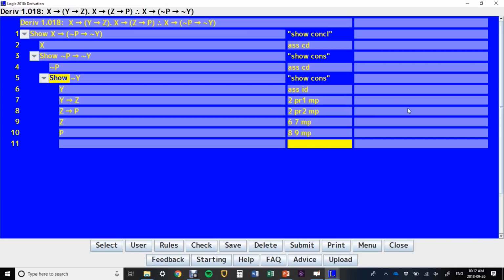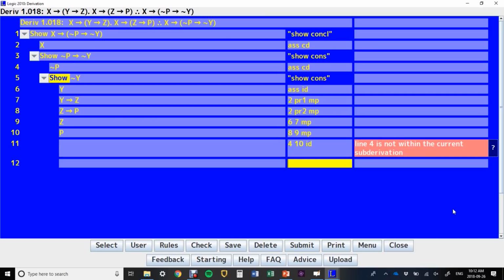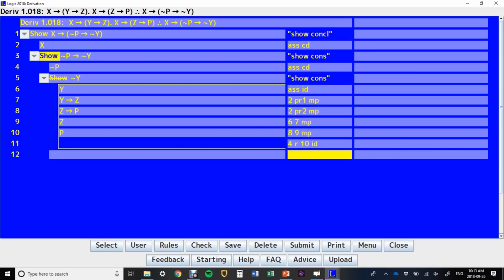I'm doing an indirect derivation here, and I've got my contradiction. I've got not P and P. But if I try to do the following, it won't let me. It won't let me just go line 4, line 10 indirect derivation, because line 4 isn't inside the current derivation. I'm trying to write my ID line, and I'm trying to use a line from outside my subderivation. Logic 2010 won't let me. So now is when you need the repeat rule. Now you have to say line 4, line 10 indirect derivation, and now that's okay. Okay?